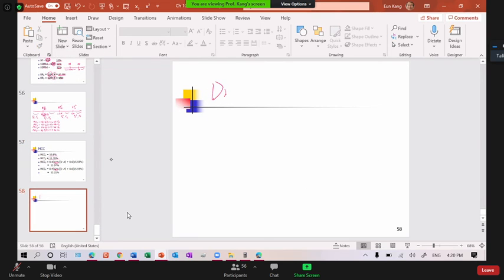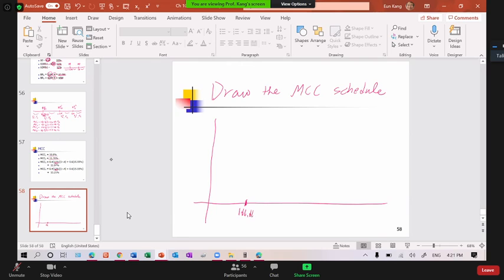Then draw the MCC schedule. So you have to draw a graph. It's not difficult. The first breakpoint is 166,667. The second breakpoint is 2.5 million. And the third breakpoint is 5 million. Of course, this is not to scale, so we have some breaks here. How to draw is pretty easy.